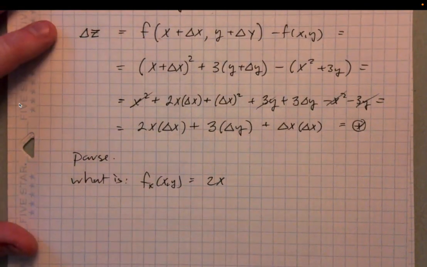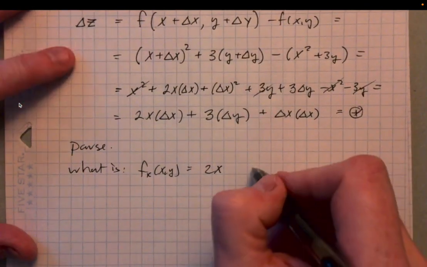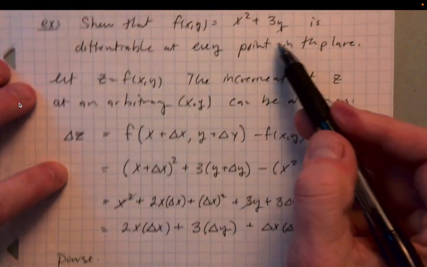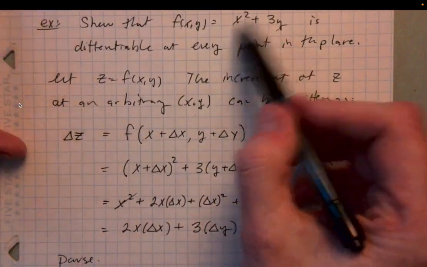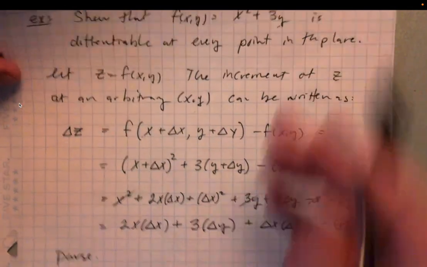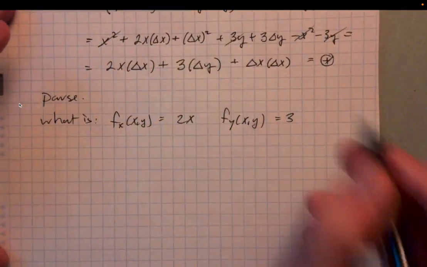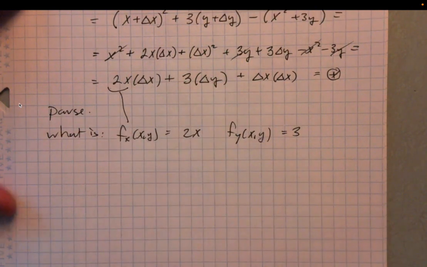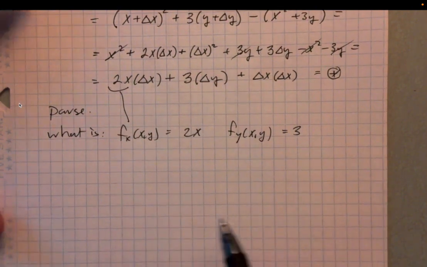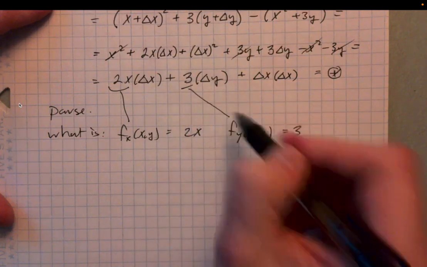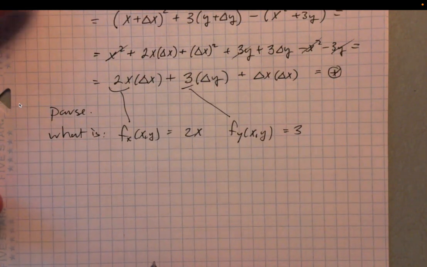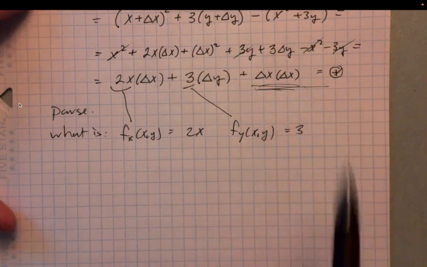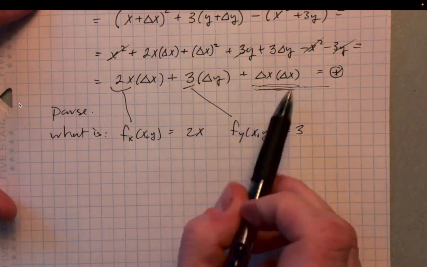Okay. So, and then what is the partial derivative with respect to y? It's just 3, right? This is a constant, so that derivative is just 3. Okay. And so notice here that this piece here, that's your partial derivative with respect to x. This piece here, that's your partial derivative with respect to y. And then what about this guy over here? Well, this is one of those epsilons. You know, this is one of those epsilon increments, right?